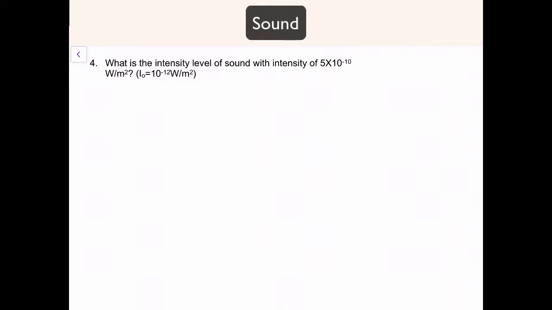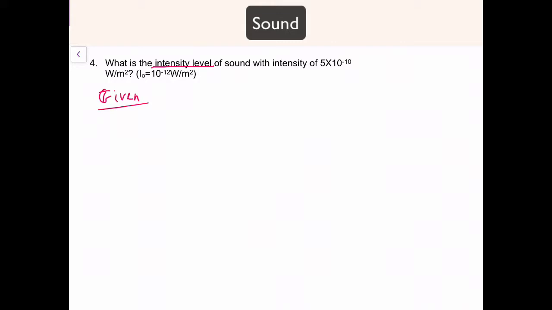So the next problem is, what is the intensity level? Make sure that the problem states intensity level, then you'd expect your answer to be in decibels. Okay, intensity level of sound with intensity of 5 times 10 to the power of minus 10 watt per meter squared. So now you know your given parameters.